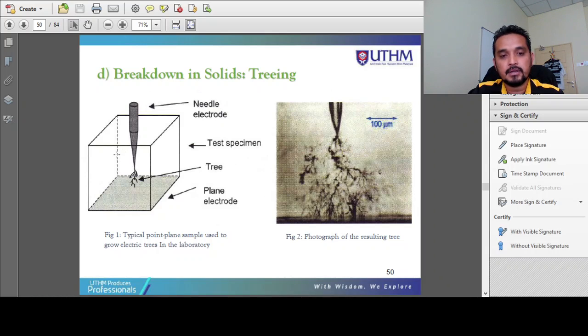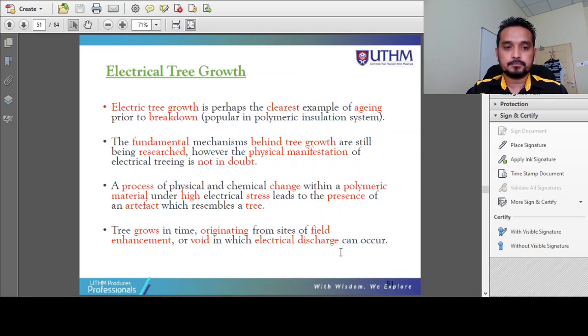within the material. Say this might be the cross section. It happens within the material, and this cross section shows the effect of the treeing, the electric tree growth. How do we describe the electric tree growth?